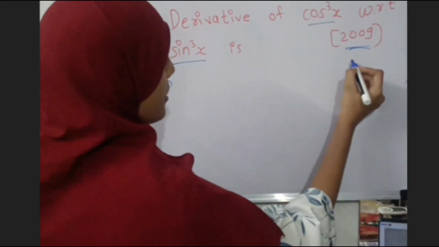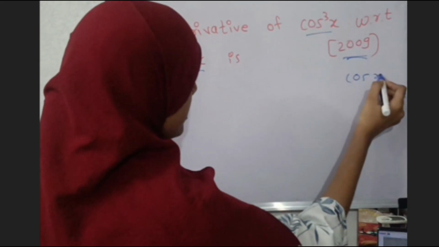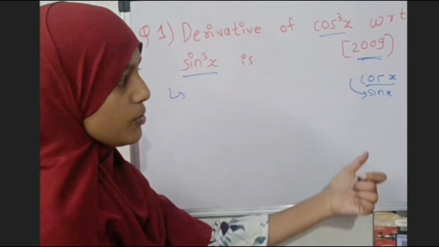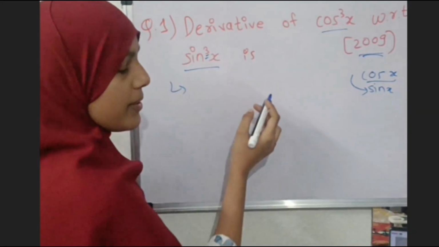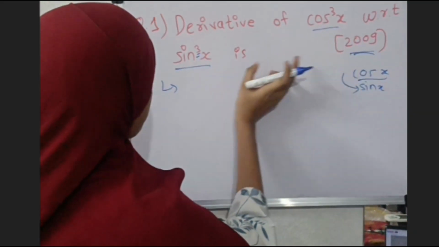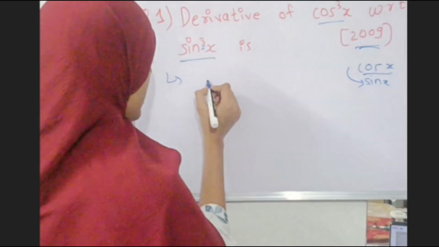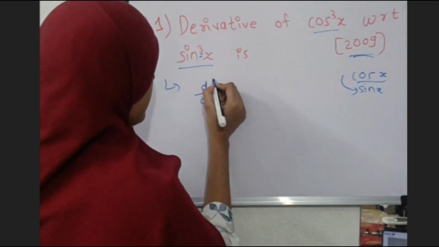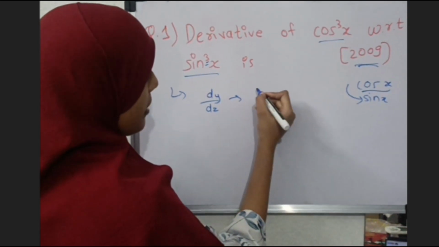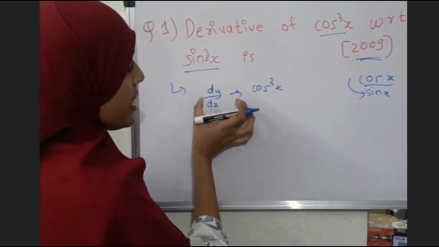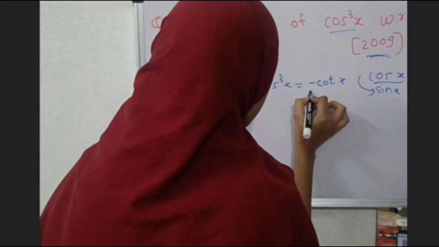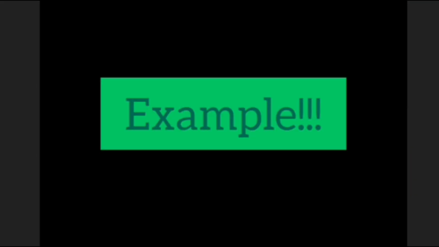Just simply remember our formula cos x divided by sin x, as we have to differentiate with respect to sin. Here, even though there is the power 3, that is sin cube, it doesn't matter. So we have to take with respect to sin. If we have with respect to sin, it means d by dz, that is dy by dz. Here our y will be cos cube x, that means in the upper side we have cos, so our answer will be minus cot. Just remember this much.